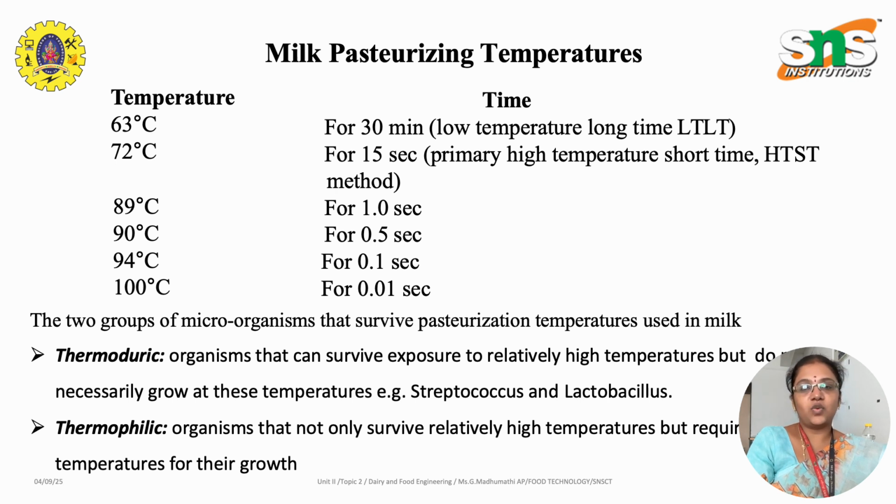By doing this, at any temperature there are two categories of microorganisms that are targeted: the thermoduric and the thermophilic types. Thermoduric organisms are those that even survive when exposed to very high temperatures. Examples are Streptococcus and Lactobacillus; those types of bacteria also come under this group. Thermophilic organisms not only survive relatively higher temperatures, but require such temperatures alone for their growth.